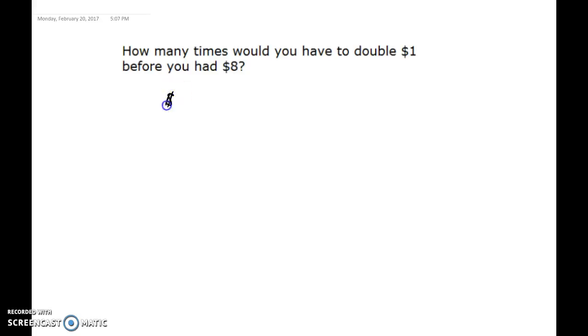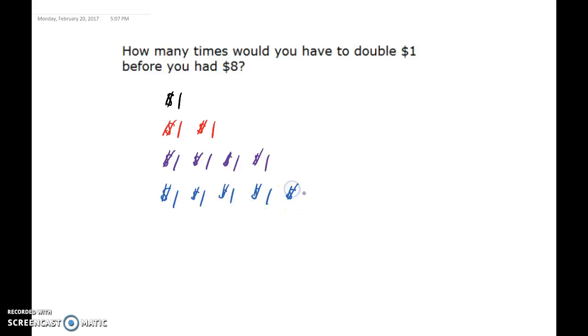So first, we have $1. And then if we double that, the next time we then would have $2. And then if we double that, we then will have $4. And then if we double that, we'll then have the $8 that we need. All right, so now, what I want you to think about for a second, though, I'm going to finish writing this out.